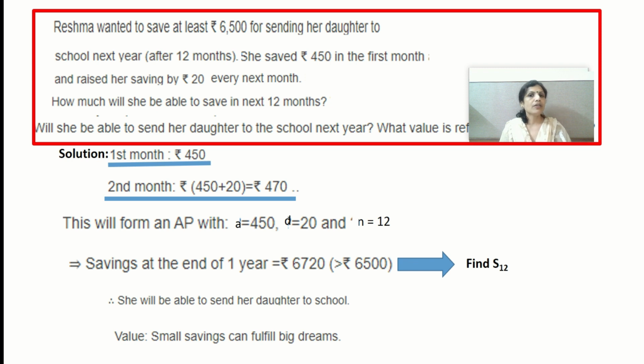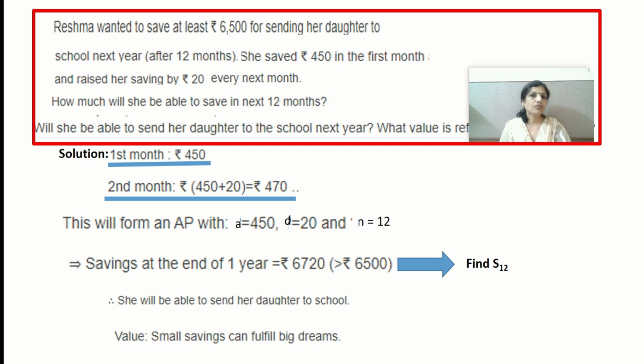So you will make use of the formula of Sn, S12. So S12 is equal to n by 2 into the bracket 2a plus n minus 1 into d. You will substitute all the values and you will get the value of S12 as 6720. This is kept for your work. You will substitute the values and find out S12. Check out how much answer you get, and it should come equal to 6720.